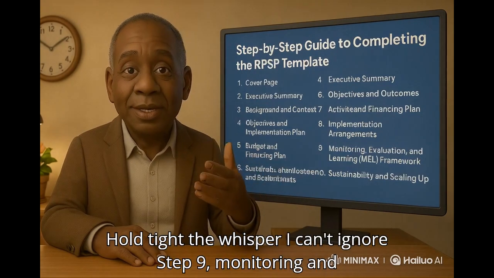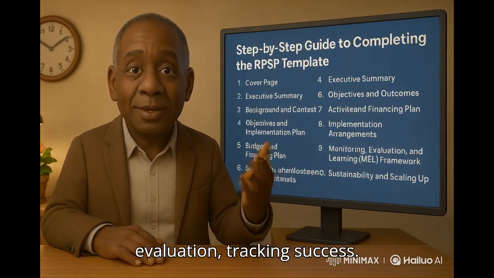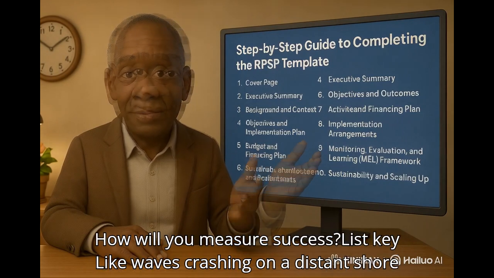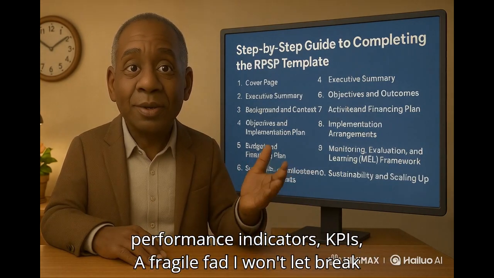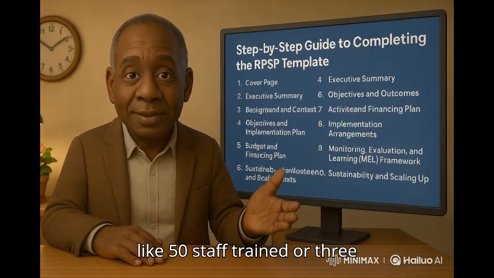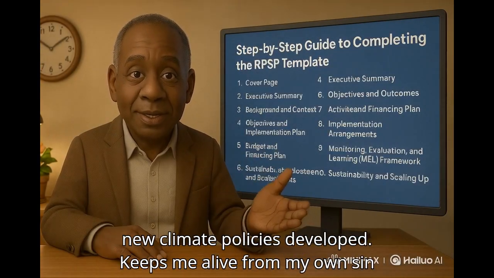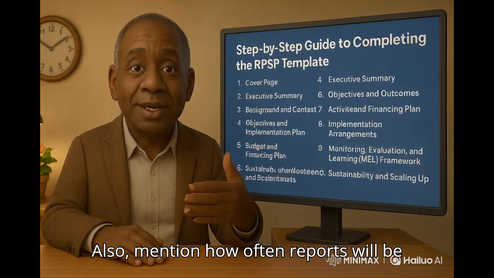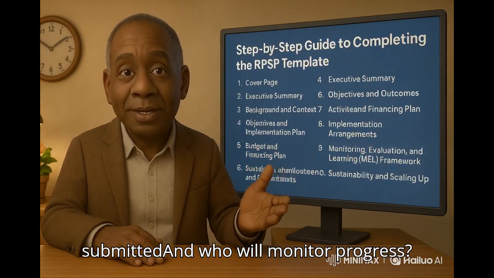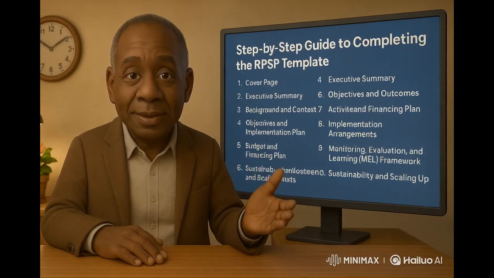Step 9. Monitoring and evaluation, tracking success. How will you measure success? List key performance indicators, KPIs, like 50 staff trained or 3 new climate policies developed. Also, mention how often reports will be submitted and who will monitor progress.